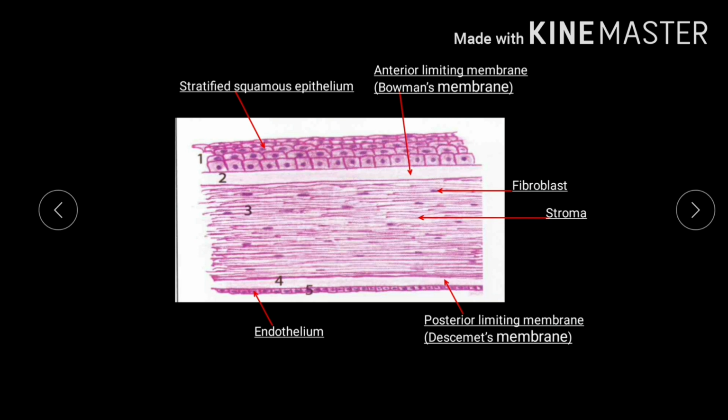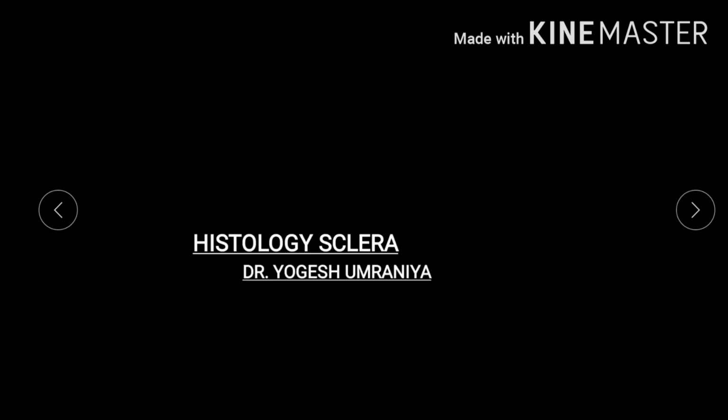Now the last point is corneal transplantation. That is the most successful transplantation, and the reason for its successful nature is the avascularity of the cornea. Because of the avascular nature of the cornea, corneal transplantation is the most successful of all transplantations. So after discussing the histology of the cornea, we will discuss the histology of the sclera.